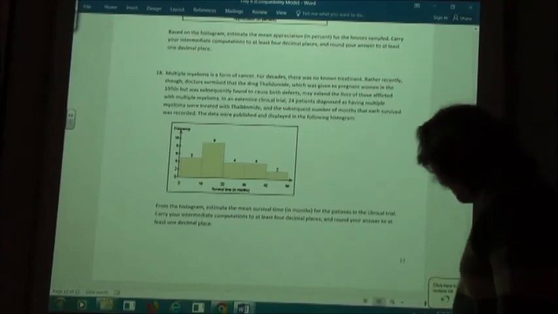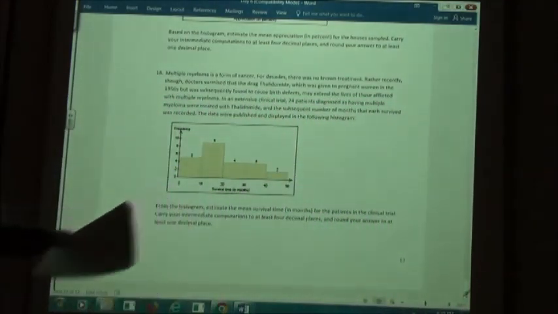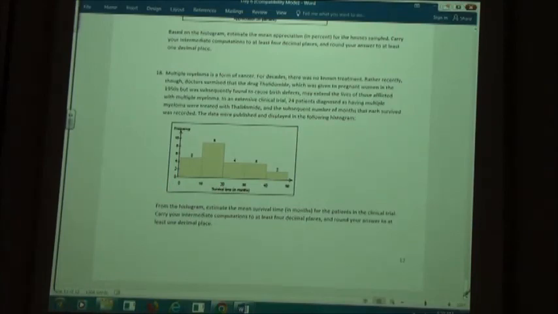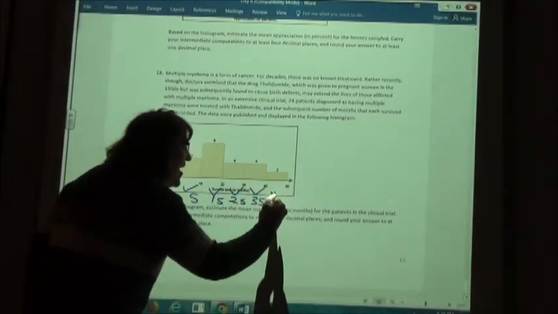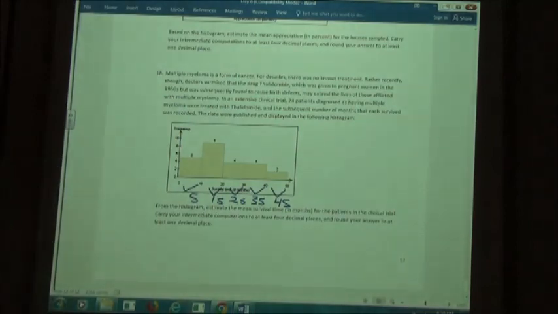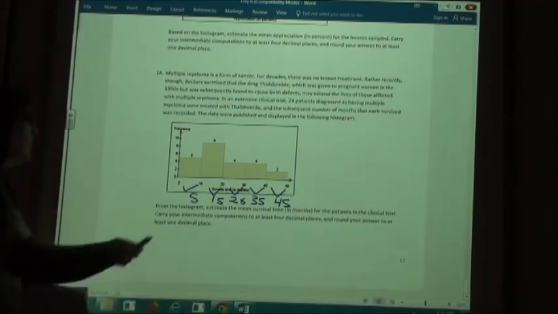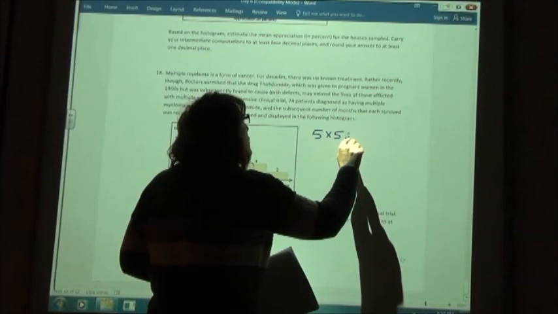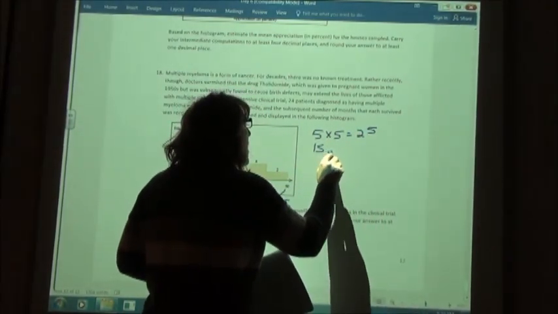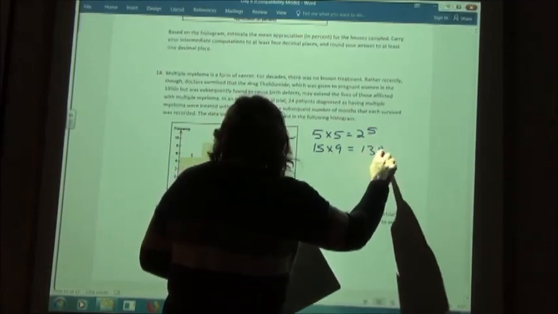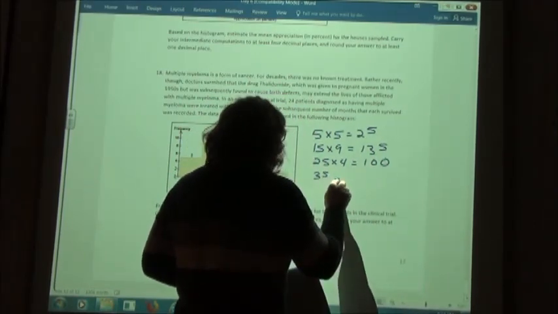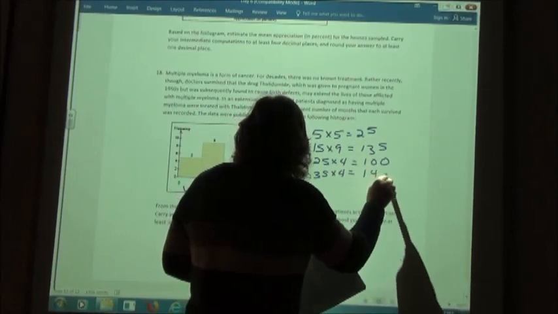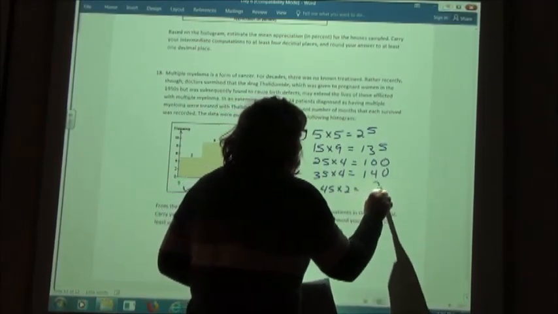And the last one, number 18 here. Oh, at least they did 5s and 10s, and that's easy to find the average of. So again, we have 5, 15, 25, 35, and 45, right? Halfway between each of those. Again, if you're not sure, you can add the 2 numbers and divide by 2 to get that average. So 5 times 5 is 25. Then 15 times 9, 135. And then 25 times 4, 100. And 35 times 4, 140. And then last we have 45 times 2, 90.